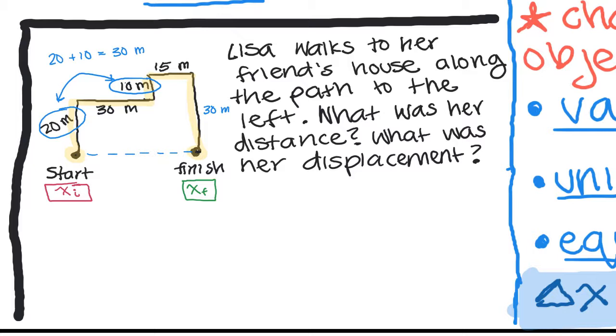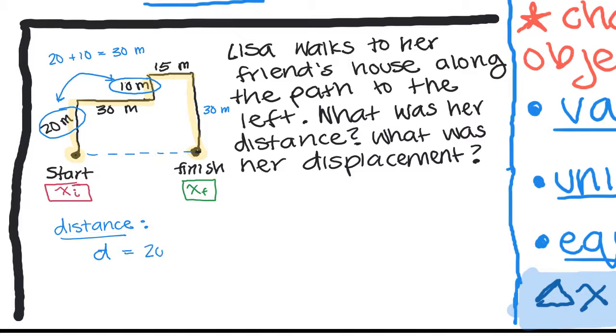So to calculate the distance, all we're going to do is add up each part of this path that she traveled. So I'm going to make a little space here for calculating distance. Okay, remember our variable for calculating distance is d. So now I'm just going to add up each little part that she walked to get our total distance traveled.